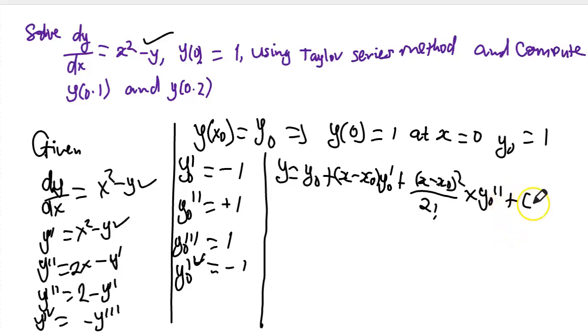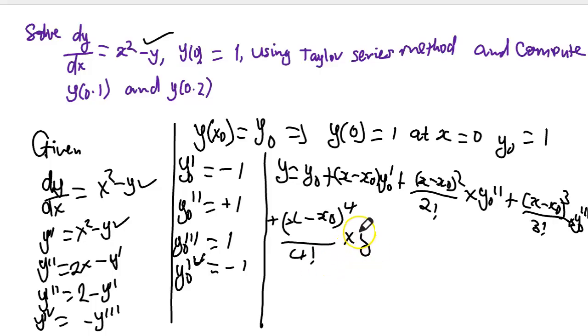We add this to (x minus x naught) to the power 3, divided by 3 factorial, multiplied by y naught triple prime. Then we have to go up to 4, since we have up to the 4th derivatives. So we add (x minus x naught) to the power 4, divided by 4 factorial, multiplied by y naught power 4. So this is the formula that we have. After you have done this, you simply substitute.